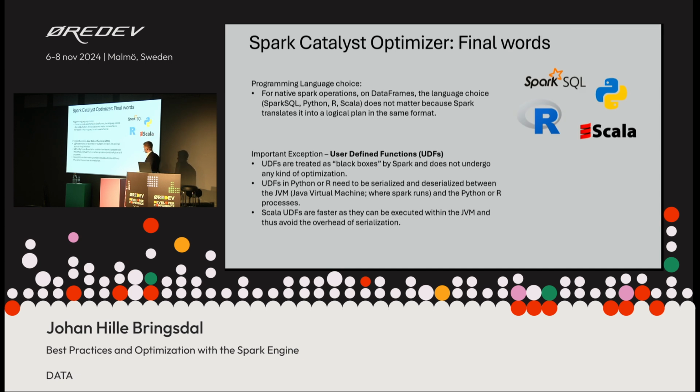Some final words on the optimizer. There are many ways of writing your code inside of these notebooks. Personally, I've used Databricks and Microsoft Fabric, and here you have Spark SQL, Python, R, and Scala available. There have been a lot of concerns, like which language should I choose? Does it actually affect your performance?